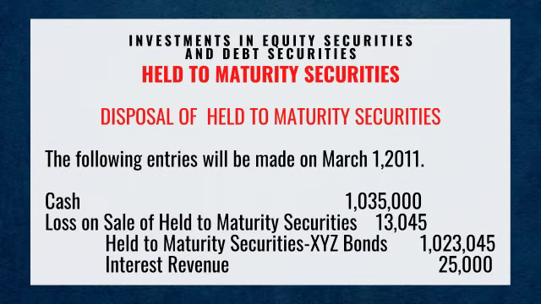Debit cash for 1,035,000 pesos. Debit loss on sale of held to maturity securities 13,045 pesos. Credit held to maturity securities XYZ bonds 1,023,045 pesos. Credit interest revenue for 25,000 pesos.